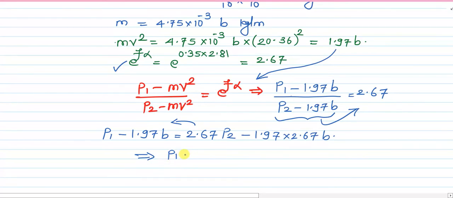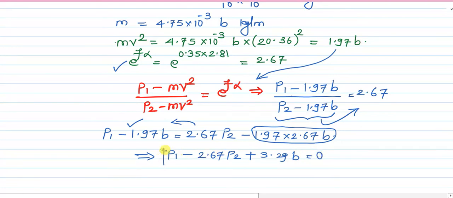Correspondingly, we get P1 minus 2.67 P2 plus, now remember, when this entire term comes on the left hand side, it becomes positive and it will subtract this 1.97b term. So that gives you plus 3.29b, which is equal to 0. So we will mark it as our second important equation because it gives us the relationship between P1, P2 and B. Now we will move on to the next equation, which will tell us something about P1.